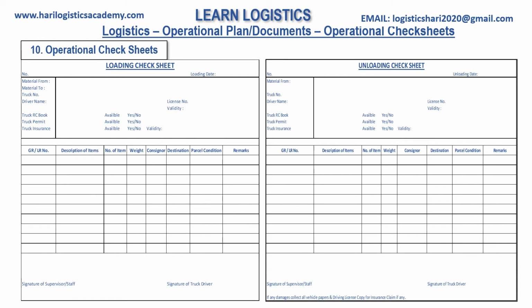This is the operational check sheet. Again, loading check sheet and unloading check sheet. We see both look similar, but one is for during loading time and the other is for during unloading time at the customer place. So again, this is also only a sample format. You can have your own formats based on your requirements and the goods which you are handling.